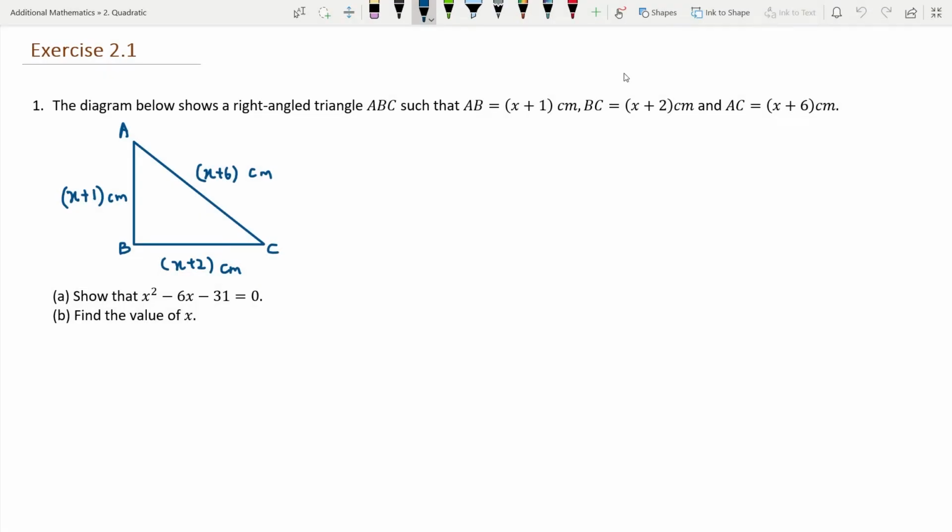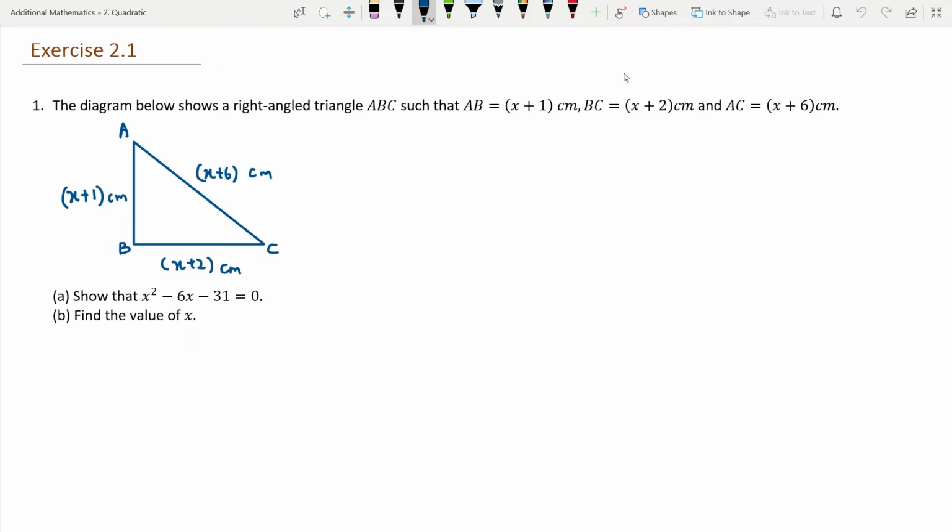Question 1. The diagram below shows a right angle triangle ABC such that AB is equal to x plus 1 cm, BC is equal to x plus 2 cm, and AC is equal to x plus 6 cm. A. Show that x squared minus 6x minus 31 equal to 0.